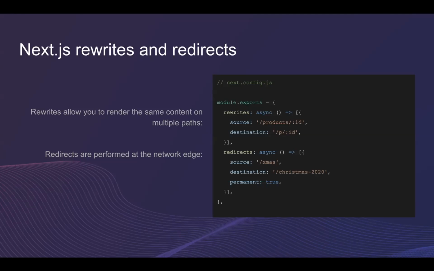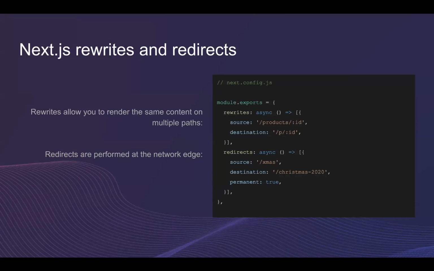Rewrites allow you to essentially declare an alias for a page. So you can say, for a given URL pattern, actually render this other page pattern. In this case, let's say your page was in a directory called P, and the file name was id.js. You could say, we're also going to render that when the URL is /products and then the ID. And redirects allow you to send an HTTP redirect, either permanent or not permanent, from a given URL to a given URL, also including variables there.